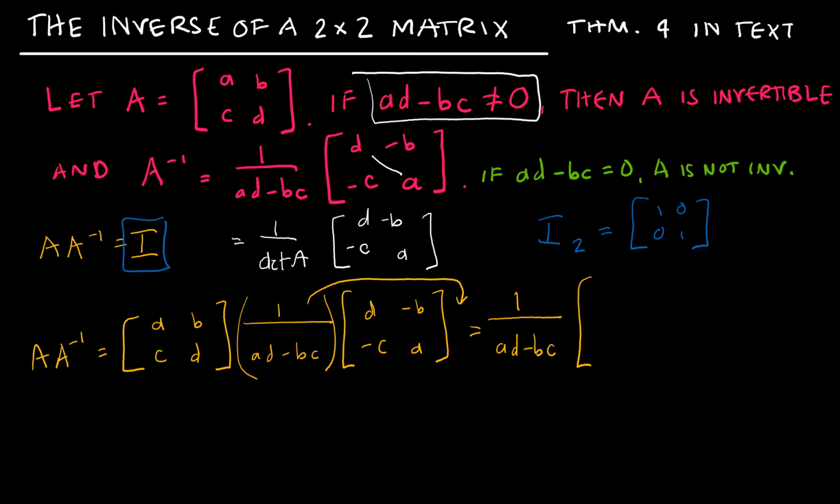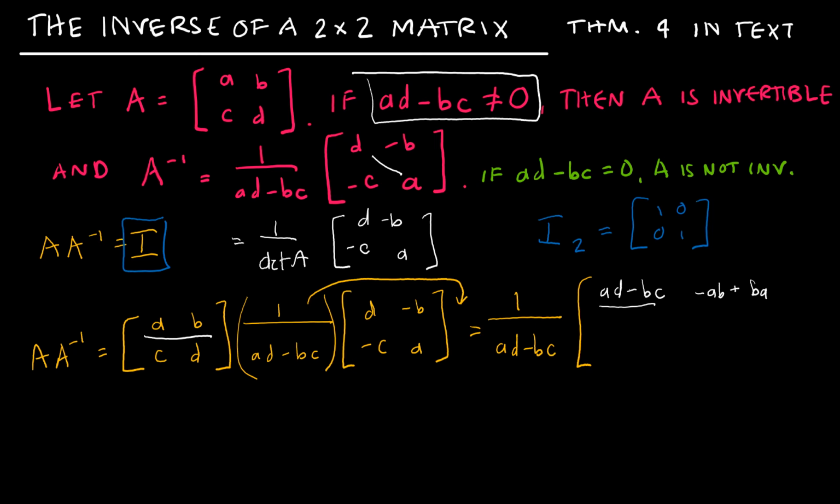And I'm going to multiply the matrices. So I'm going to take my first row, AB, times my first column. So that's A times D plus B times negative C. So I'm just going to change that to minus BC. And then first row times second column would be negative AB plus BA.